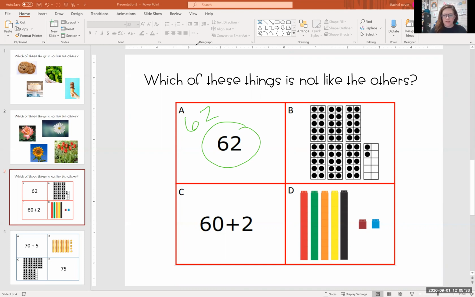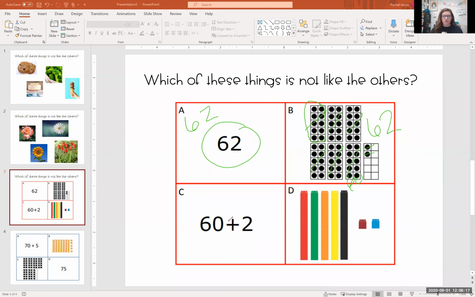Let's look at this one, B. What could our value be? I see some 10 frames filled up here. Well, I could count each dot, but that would take a long time. I already know that this right here is called a 10 frame, and if it's full, I know it's worth 10. So I'm going to count by tens. 10, 20, 30, 40, 50, 60. Oh, this one's not full, so I need to count by ones. So I've got 60, 61, 62. Oh, look, this has the same value as box A. So those two are the same. Don't want to eliminate them.